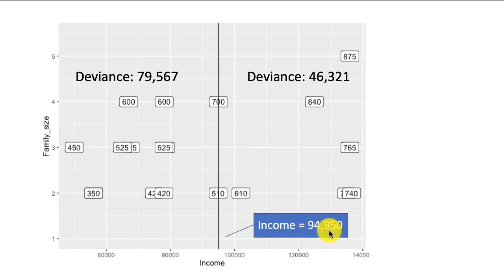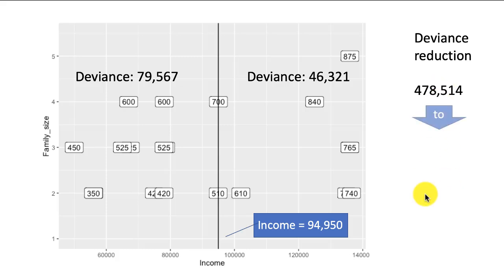You take all these values and calculate the deviance, and you take all these values and calculate the deviance, it is 79,567, and you get a total deviance of 125,888, which is just the sum of these two. So the first split resulted in reducing the deviance from 478,514 to 125,888. And there's no split that will help us to do better than this. The system actually evaluated all possible splits and arrived at this.